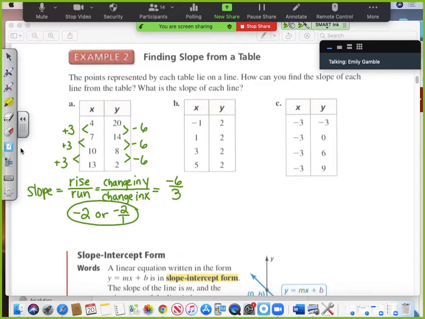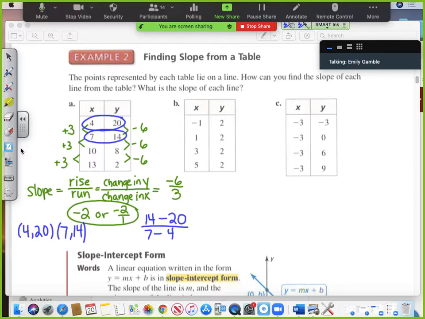The next way to find slope from the table is to choose any 2 ordered pairs from the table. You could choose the first one and the second one. You could choose the first one and third one, second and fourth. It does not matter. I'll choose these 2 ordered pairs here, the first and second, and then I will use the formula, and I'm sure my slope will come out to be the same thing. The formula says take the second y, which is 14, and subtract the first y, which is 20, divide that by the second x, which is 7, and subtract the first x, which is 4.